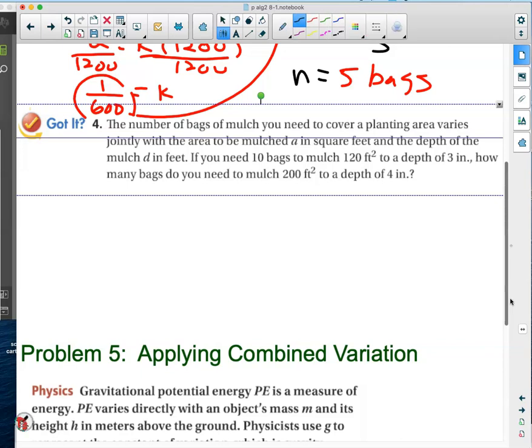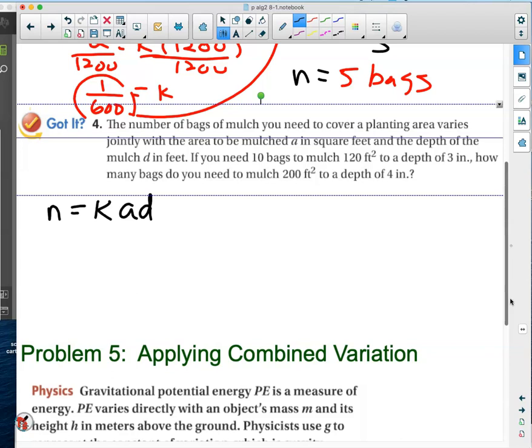The number of bags of mulch you need to cover a planting area varies. Number of bags, I guess I'll use N again. Varies means there's going to be a constant of variation, so there's my K. Varies jointly. Jointly, is that multiplication or is that division? Multiplication, with the area to be mulched A in square feet and the depth of the mulch D in feet. Oh, well, and that one's all multiplication.